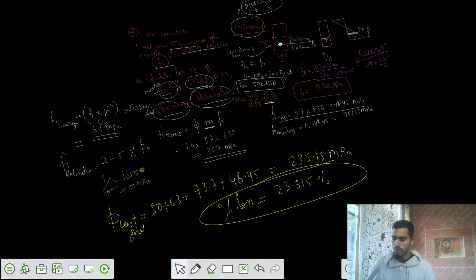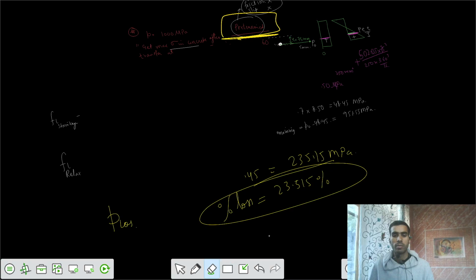Okay, let's take the final one. That's related to post-tension beams. This problem was related to pretension beams. Now we are taking the final problem. That's about the post-tension concrete beam. Post-tension concrete beams. Let's go for that. This is your post-tension beam.